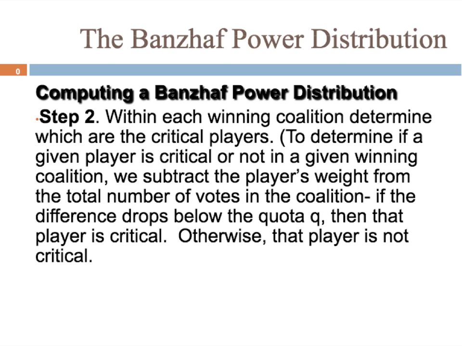Next, within each winning coalition, we need to determine the critical players. Okay, and to determine if a given player is critical or not in a given coalition, remember we subtract the player's weight from the total number of votes in the coalition. And if the difference drops below the quota, then that player is critical. So basically, someone who is needed in that coalition to make it a winning coalition. If that doesn't happen, then the player is not critical. And sometimes you're going to be able to just do this in your head, although sometimes you may need a calculator depending on how large the amount of votes are.